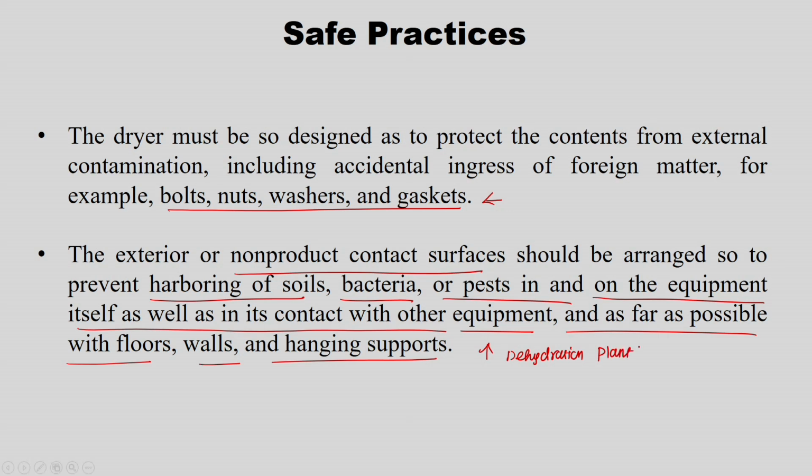Okay. So, in certain dryers, what we do is, we have a conveying mechanism, right, with which the dryer trays are kept inside. So, this is the way we stack the trays inside the dryer, right. When these parts are coming from the outside to inside the dryer, there may be a chance for contamination it brings, right. So, it is not only the particular dryer, the whole environment of the dehydration plant should be contamination free.